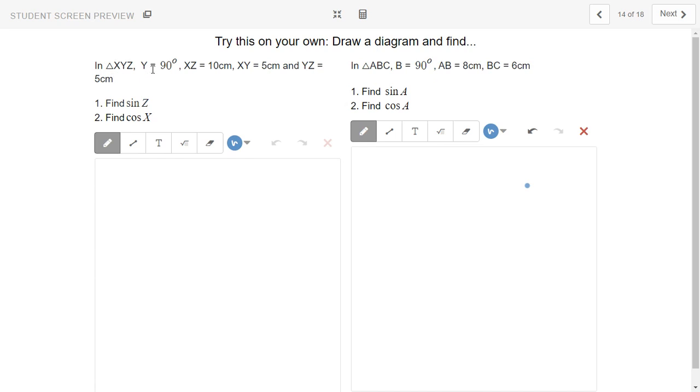In this question, we're not given a picture of the triangle. Instead, I've given you a description of what this triangle looks like. We're going to have to draw it and then find the sine and cosine of the working angle. So in triangle XYZ, we have Y is equal to 90 degrees, XZ is equal to 10, XY is equal to 5, and YZ is also equal to 5. So let's draw a triangle.